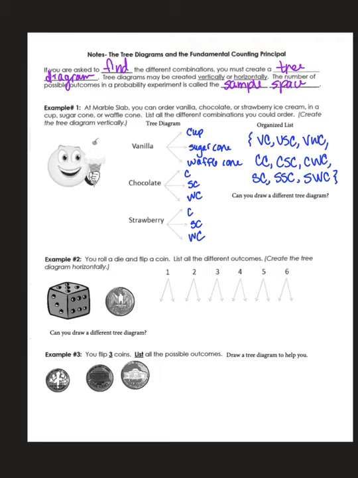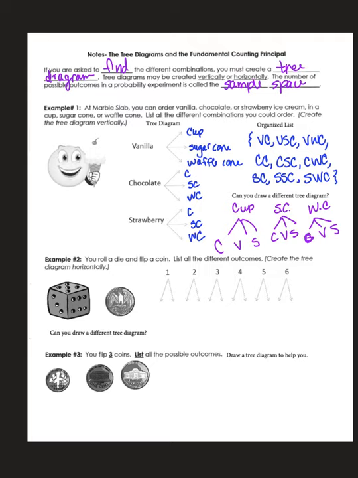Now, could I do a tree diagram differently? Yes. If this one is done vertically, I could do it horizontally, or I could even start from the other direction, meaning I could start with cup, sugar cone, and waffle cone, and then from there having chocolate, vanilla, strawberry. No matter what, I'm still going to have the same number of different outcomes.